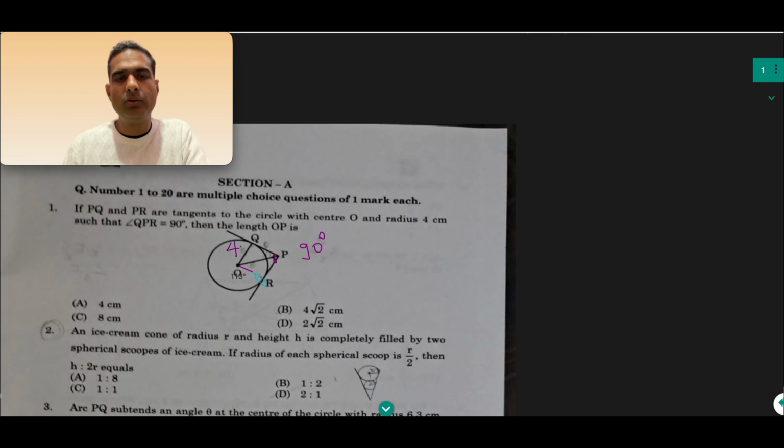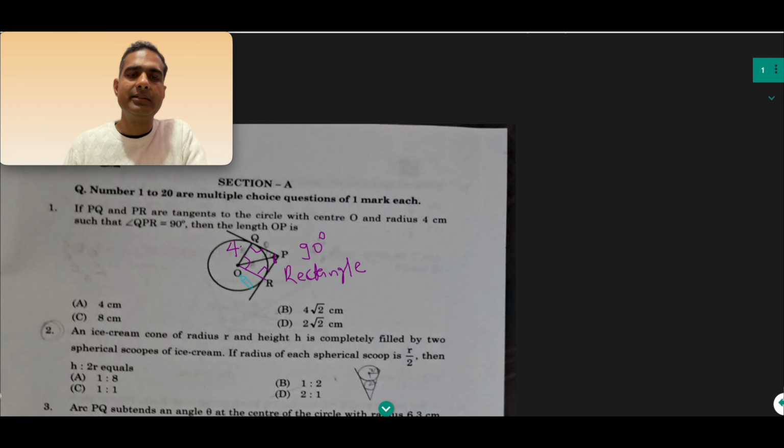So if I join OR, we can see this is also 90 degrees, this is also 90 degrees, and QPR is already 90 degrees as given. So this is a quadrilateral, so the angle at O will also be 90 degrees. So all the angles are 90 degrees, so this is a rectangle. But if we analyze it a little bit more, we can see that OQ and OR are radii of the circle. So the two adjacent sides are equal in a rectangle, so it becomes a square.